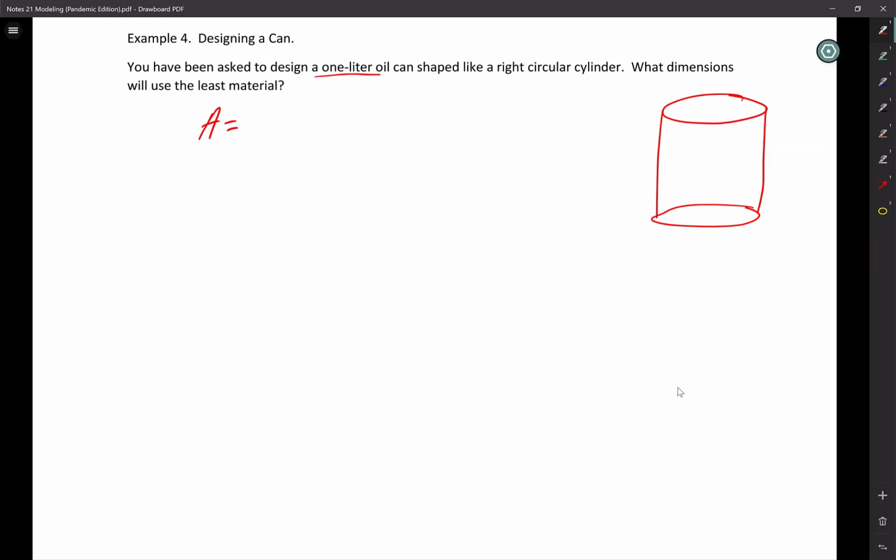Oh, how are we going to go liters to centimeters? Oh, well, you all took chemistry, so we know the metric system. So what dimensions will use the least material? We're talking about area, guys. Now this is a simple model because we'd have to count waste, and we haven't taken waste into account, like the top, like how you're going to open it, right? So let's see if we can just get a model real quick for area.